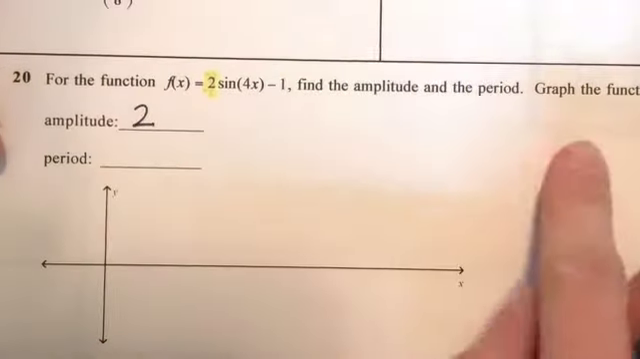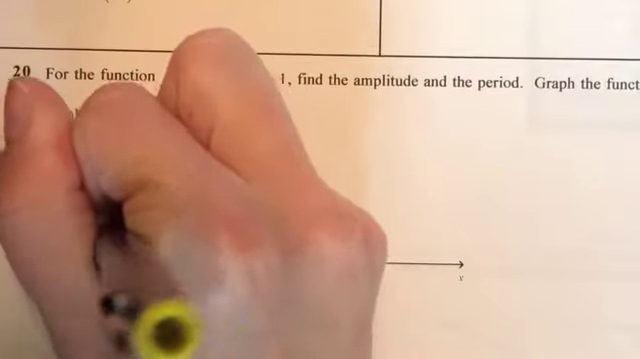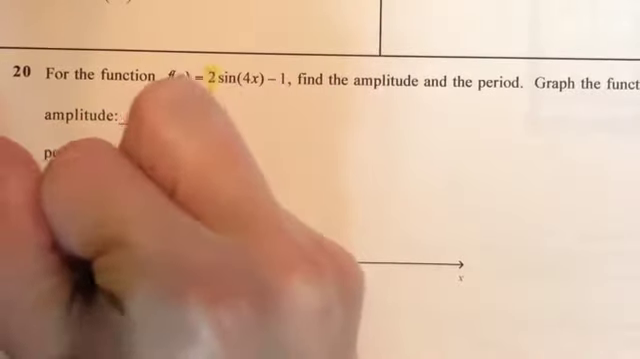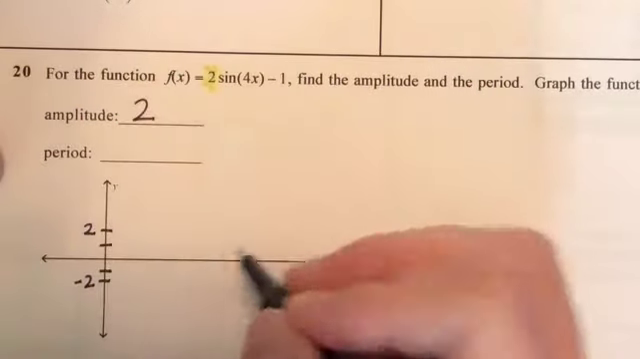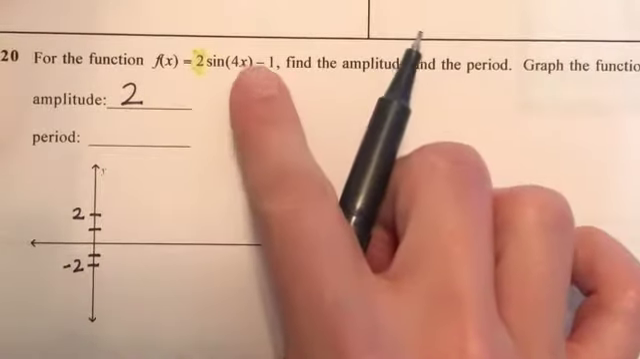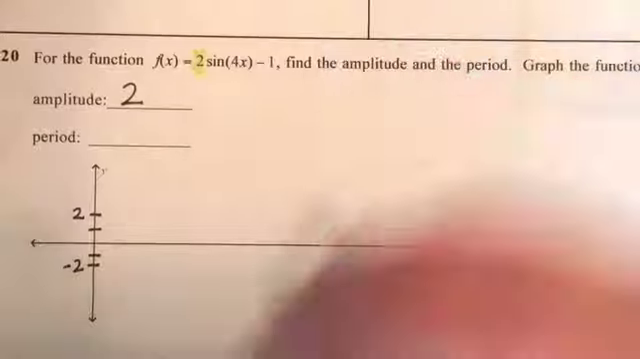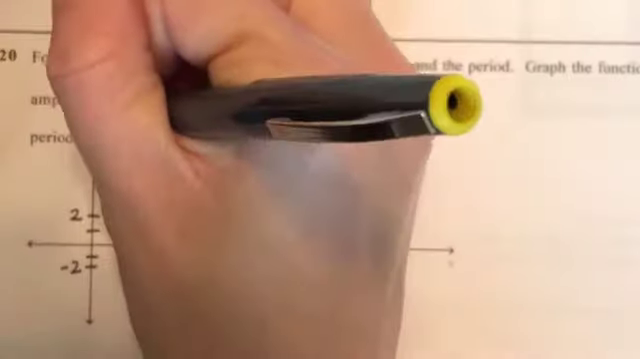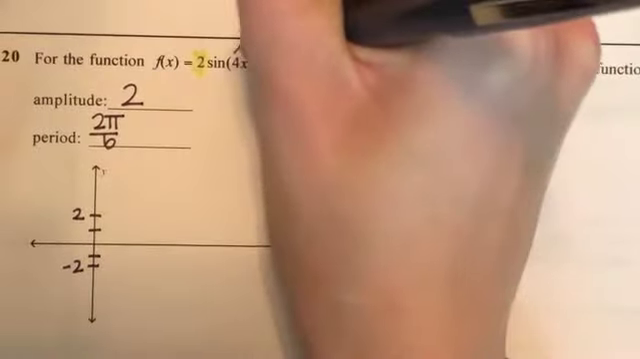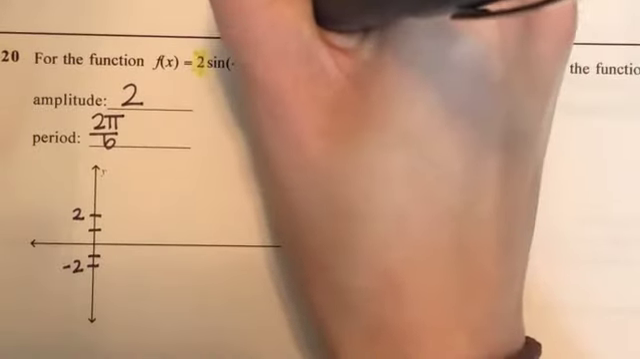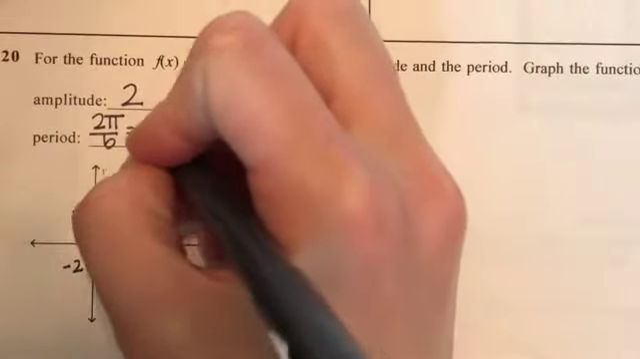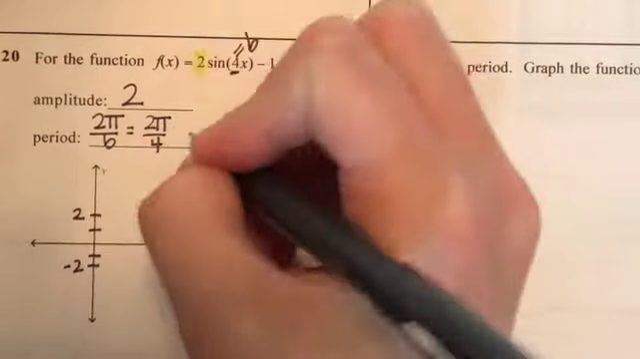To help me later with graphing, I'm going to go ahead and label positive 2 and negative 2, because that is where my graph is going to go between. And then to find the period, you have to memorize the formula: it's always 2 pi divided by b. Your b value is always the number in front of x. So my b is 4. So it's going to be 2 pi over 4 for the period.